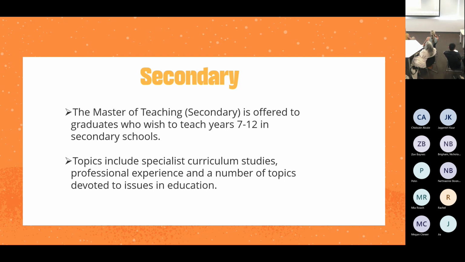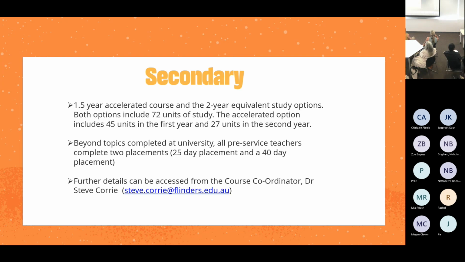So for those of you doing secondary, if we can go to the next one, please, Cheeto. You do have the option of a 1.5-year version for domestic students or a 2-year version. If you are an international student, you'll only be able to do the 2-year because it meets visa requirements. You will be involved in placement experiences where you will go out in your first year and you'll do 25 days of placement. Second year, you'll do 40 days of placement in a school. And the person to speak to if you've got questions is me.